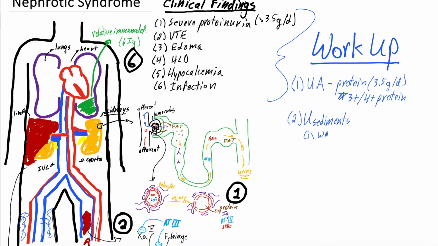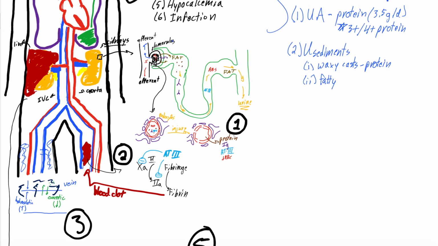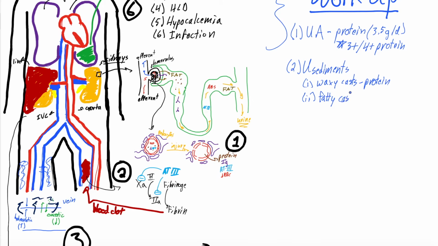One, we're going to see what we call waxy casts. Waxy casts are from protein. Why do we see waxy casts in nephrotic syndrome? Because we're losing all this protein in the urine, so you get protein clumps that form waxy casts. In addition to that, we're going to see fatty casts. Remember how I said that we're going to urinate out a bunch of fat because our liver is increasing the production of those lipoproteins, some of which get in the urine. We start to see fatty casts because of that liver's overproduction of lipoproteins. And then you might see a few red blood cells, but this should not be the predominant finding.